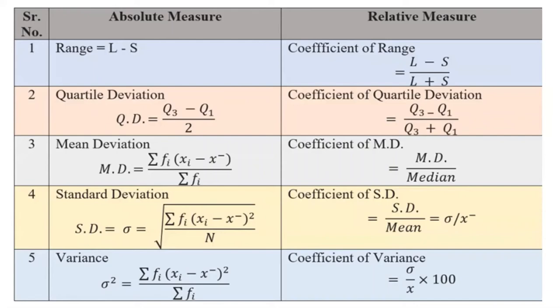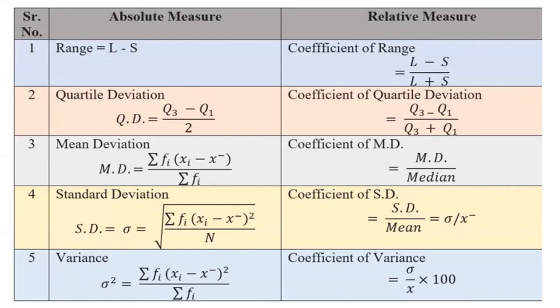SD is denoted by sigma. Here we have under root of summation Fi into (Xi minus X bar) whole square divided by n. Then we have variance. Variance is what? Sigma square, which is equal to summation Fi (Xi minus X bar) square divided by summation Fi.